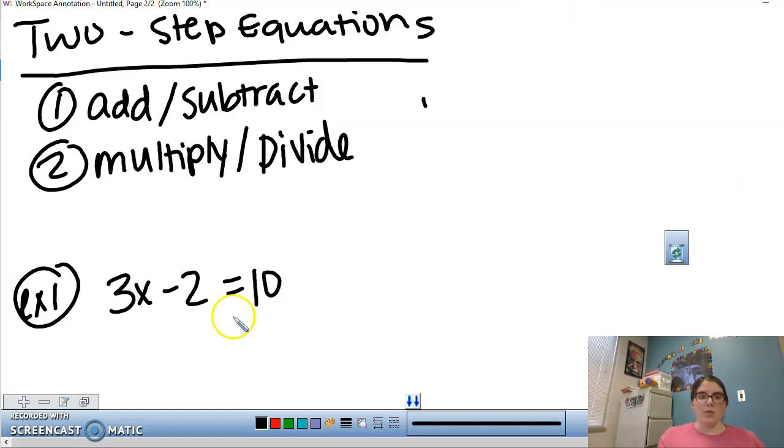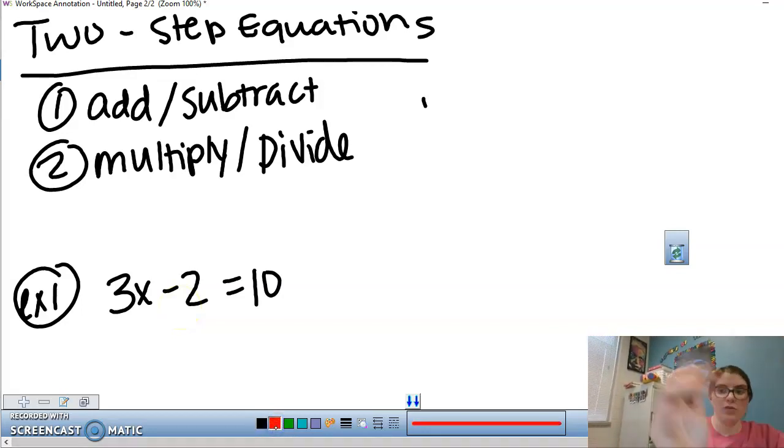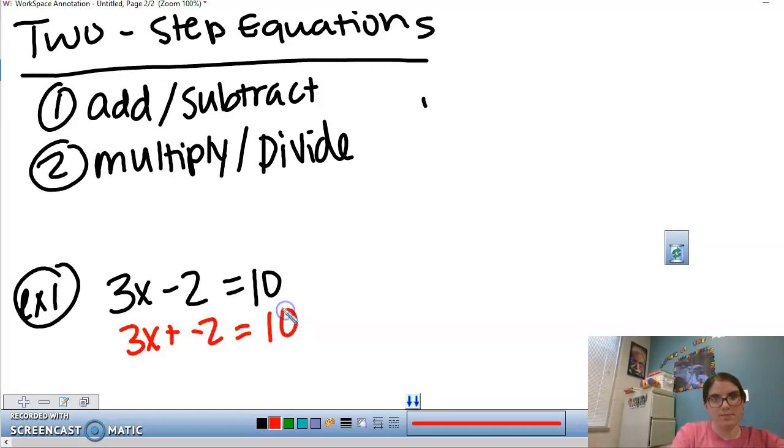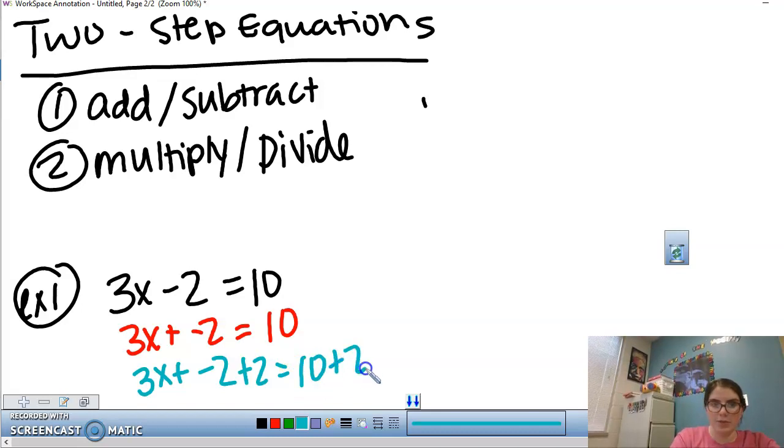So if I'm looking at example 1, first I'm going to look to see is there anything I can add or subtract to get x by itself. The first thing I'm going to do is keep change, just because that's what I prefer to do. If you don't need to, you don't have to. But I have 3x plus a negative 2 equals 10, right? Well, I know in order to get rid of a negative 2, I need to use a positive 2. So I'm going to have 3x plus a negative 2 plus 2. Whatever I do to one side, I also do to the other. So I'm going to have 10 plus 2 on this side.